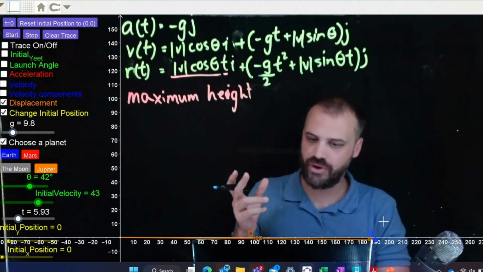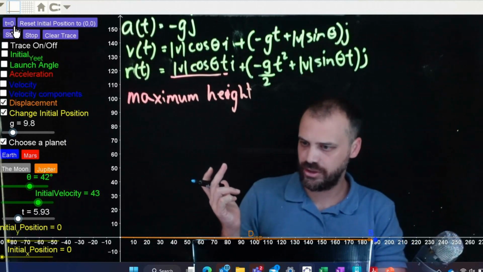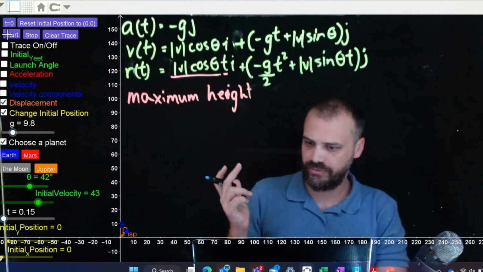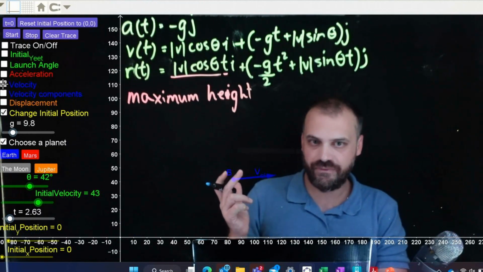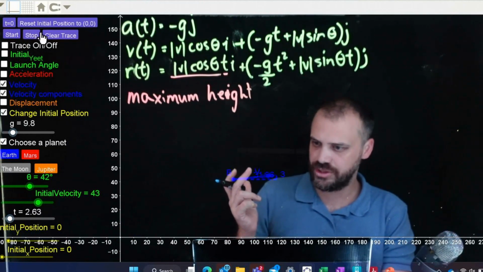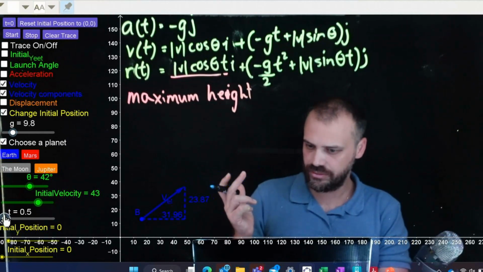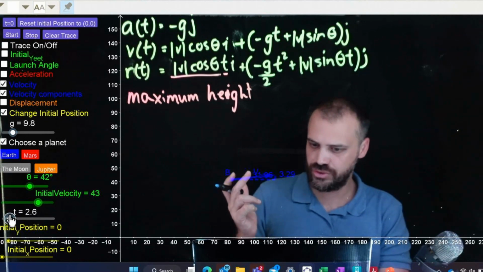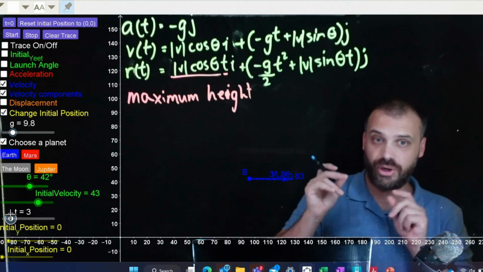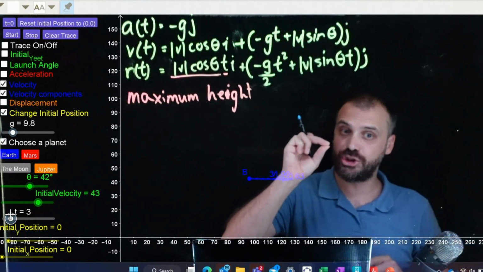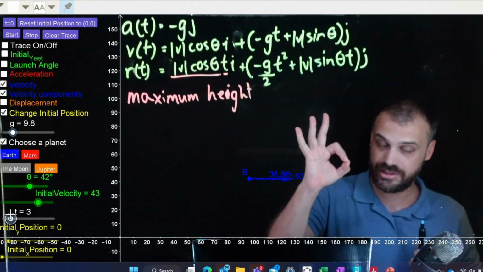So what if you wanted to find the maximum height? So let's go back to time equals 0, and we're flying through the air. We don't need to see the displacement function. Stop. Let's look at the velocity. Let's look at the velocity components. Let's just scrub backwards a little bit. We're reaching our maximum height when the j component of the velocity is equal to 0.